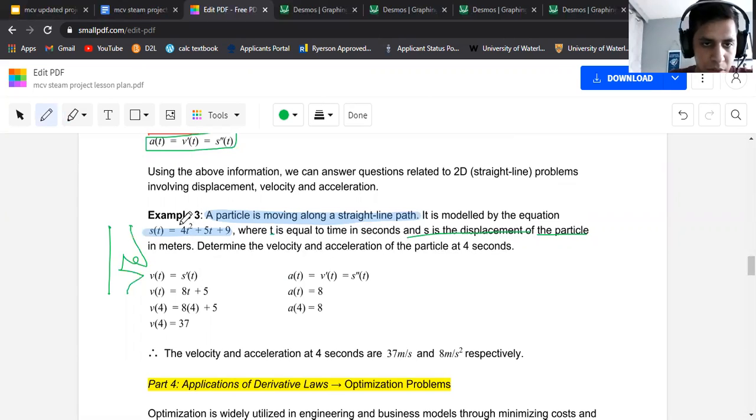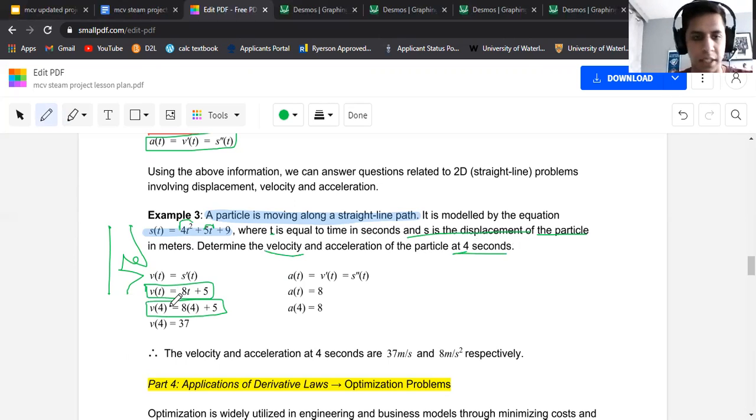So bring the 2 down. This is again power law. 2 times 4 is 8. 2 subtract 1 is 1, so you don't have to put it. And then again, you got to bring the 1 down. 1 times 5 is 5. 1 subtract 1 is 0, so no need to write the t. And this is the derivative of the displacement function, and it is the v of t function, but we're not done here. We have to find what the velocity is at 4 seconds. So simply insert 4 into this equation, as you can see right here, and we end up with 37.